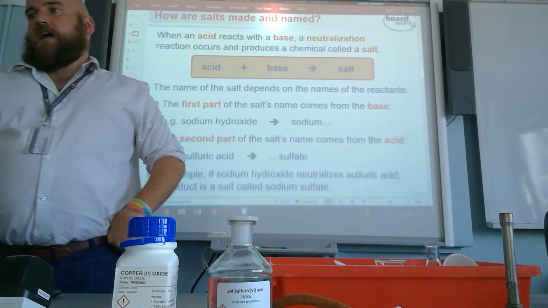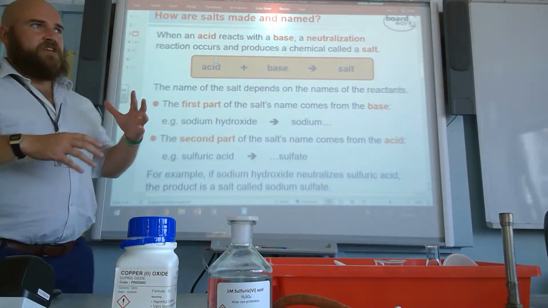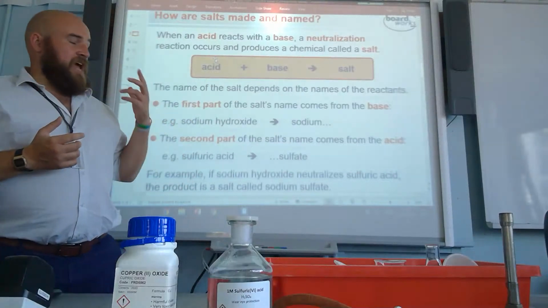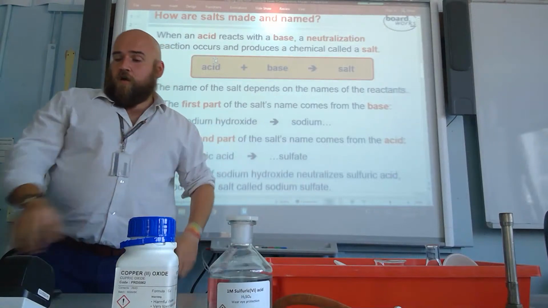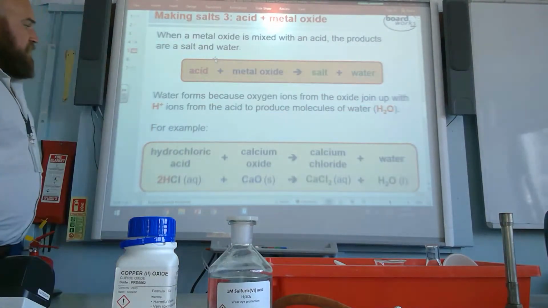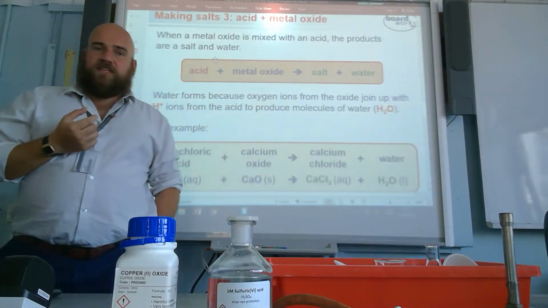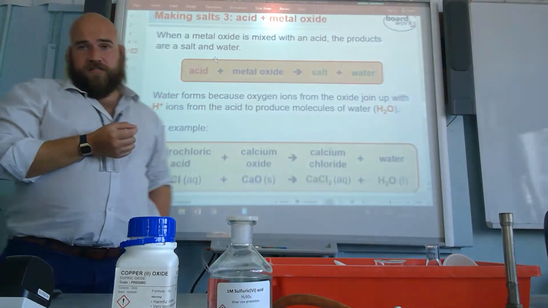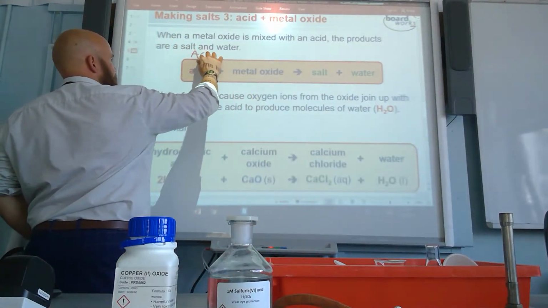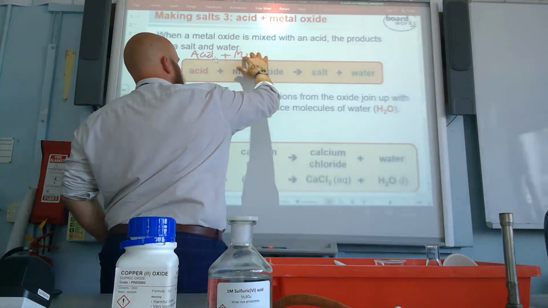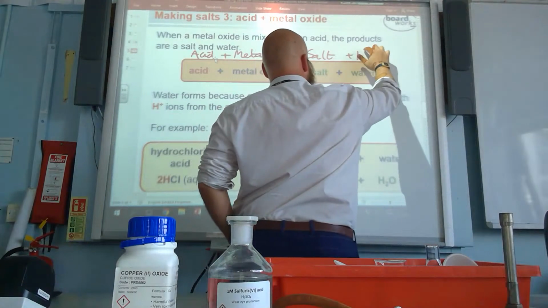Right, so today, quick recap. We know that when an acid and a base react, a base is just a generic term for anything that reacts with an acid. We looked at metals last week, metals being a form of base. Acid plus metal makes a salt plus hydrogen. Well, today we're going to be looking at this one. An acid plus a metal oxide doesn't make hydrogen this time, it makes water. So the only difference you can see, last week it was acid plus metal makes salt plus hydrogen.